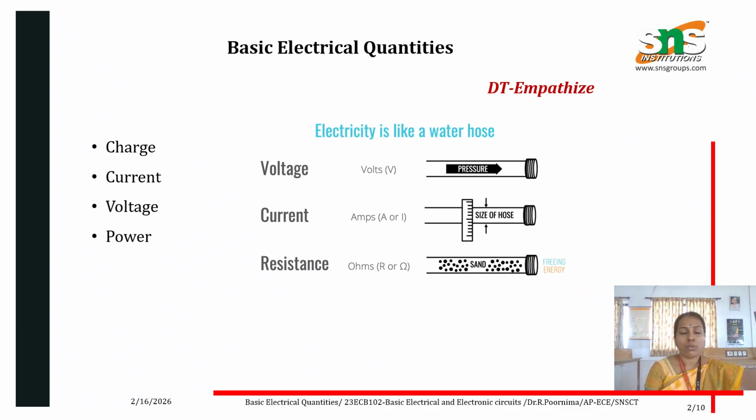So like that, flow of electrical charges is the current through a wire, and resistance is the opposition provided to the current flow. So it is like sand present in the water hose. So here the analogy between electricity and water hose is explained. So the voltage is the driving force for the current flow.